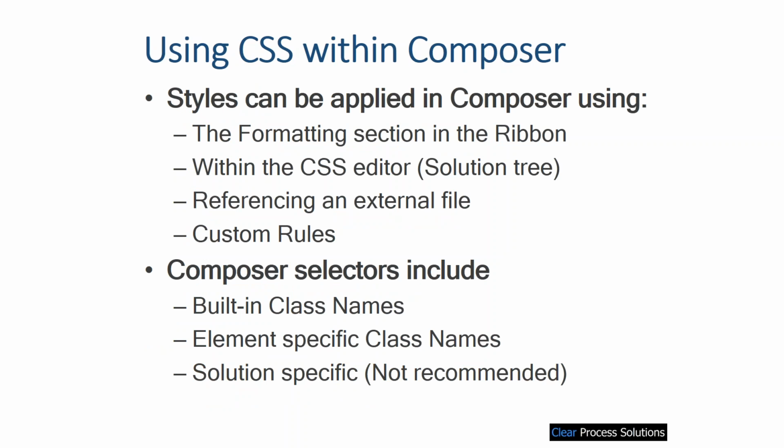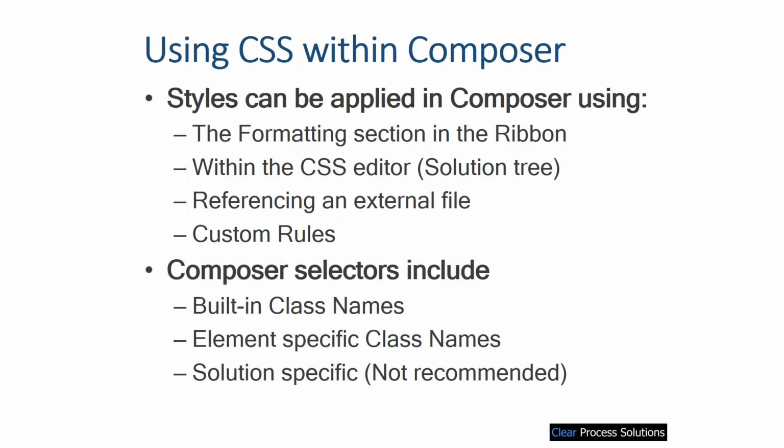So within Composer, how do you define or configure all this? There are several ways that you can change the styles within Composer. The first and most basic way is the formatting section in the ribbon within the Composer application. At the top there's a ribbon, and you can select an element with your mouse and change the color, the size, just a very basic set of styles that you can change without even thinking or worrying about CSS. It does all that in the background, but it's very limited.